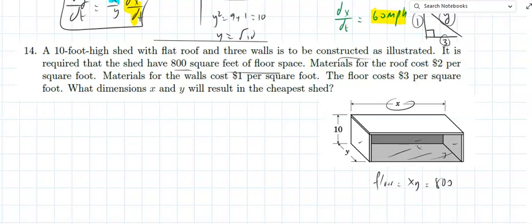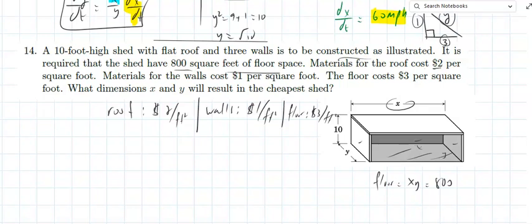Material for the roof costs $2 per square foot. Material for the walls costs $1 per square foot. Again, these are the cheapest normally. And the floor is the most expensive, costing $3 per square foot. Okay. Two for the roof, one for the walls. What dimensions of x and y? They're looking for x and y. We're getting the cheapest shed.